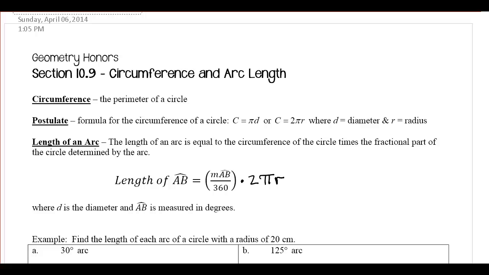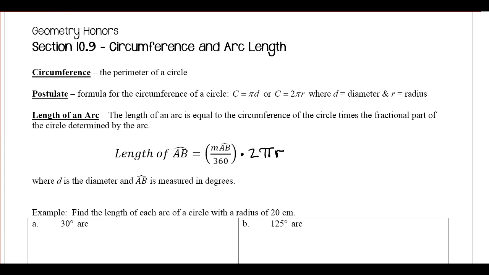This is Mr. Martin. These are the video notes for Geometry Honors, section 10.9. We got the last section for the chapter. So we're looking at circumference and arc length, and I think most of this we've already looked at before, so it should just be a review for you.